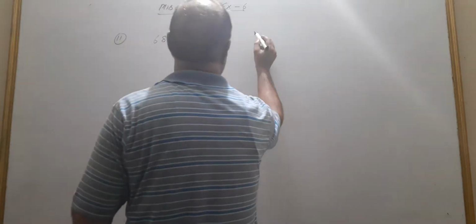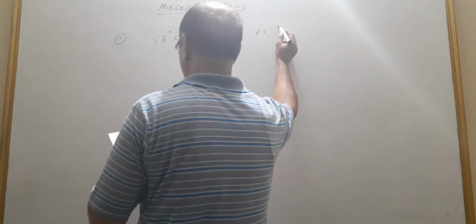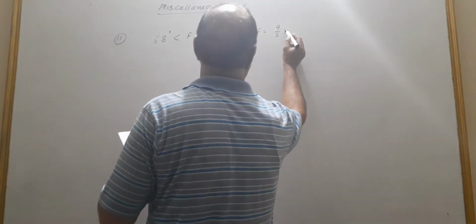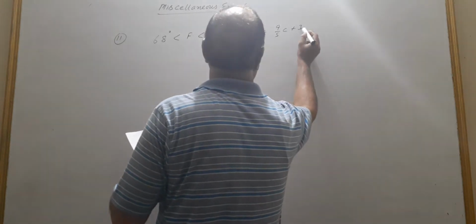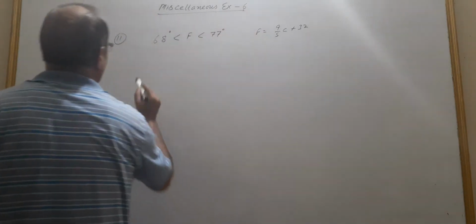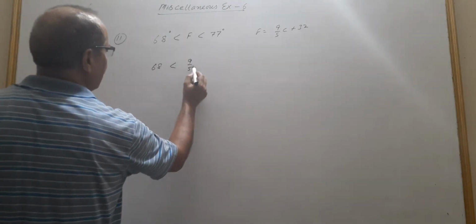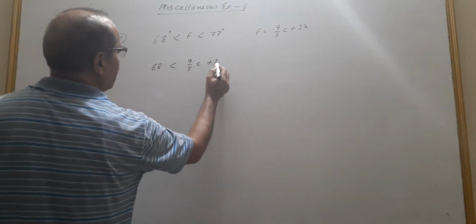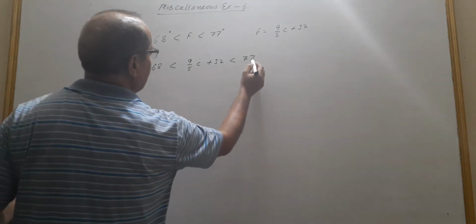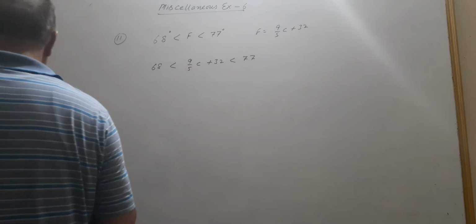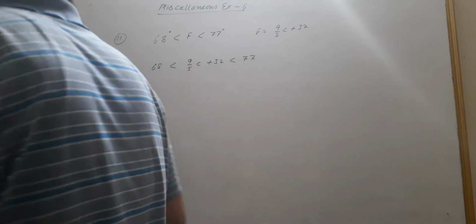What is this F? F, the Fahrenheit degree representation, is given as 9/5 of C plus 32. Therefore, by substituting this here, we write it as 9/5 of C plus 32 is less than 77 degrees. Now how to solve this?